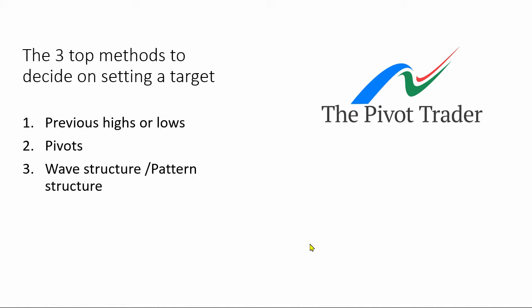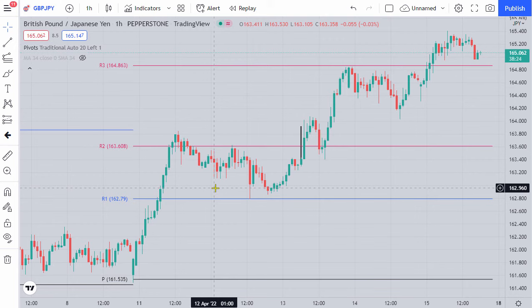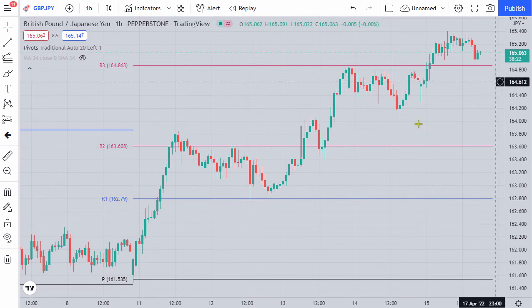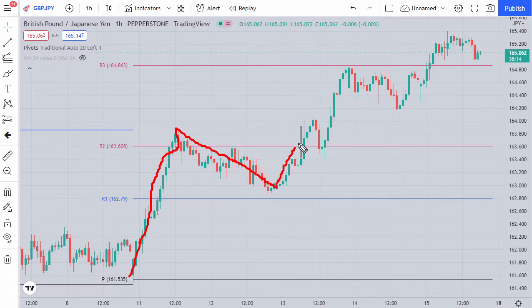So what sort of patterns can we use? Well, flags are absolutely perfect. Wave structure, you can see where the market's working. I don't need to give you any examples more than what's on here. You've got the impulse, you've got a retracement, you've got some impulse, you've got a retracement, you've got an impulse.